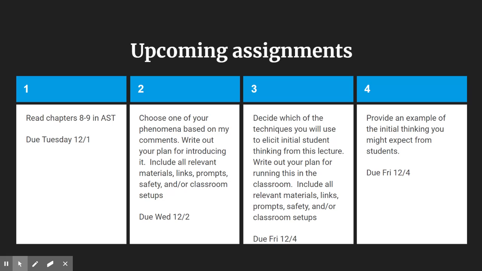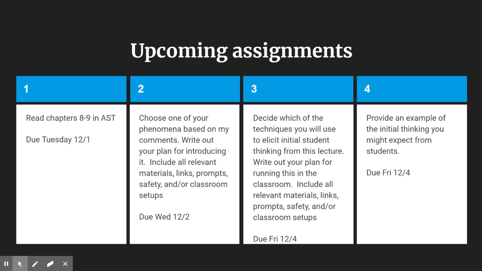Have it prepared and ready to do, basically. Do you need links? What are the prompts? What are you saying to students to run this particular technique? This will be due Friday. So introduce your phenomena by Wednesday. Think about how you're going to do the initial thinking part, and that will be due Friday.